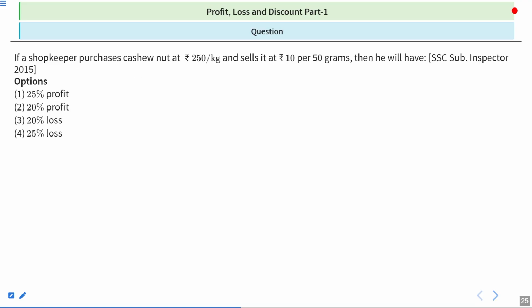If a shopkeeper purchases cashew nuts at 250 rupees per kg and sells them at 10 rupees per 50 gram, then what will he have? This question was asked in the SSC Sub Inspector 2015 exam. Now there are four options. First one is 25% profit, second one is 20% profit, third one is 20% loss, and fourth one is 25% loss. Now you have 10 seconds to solve this question. Your time starts now.